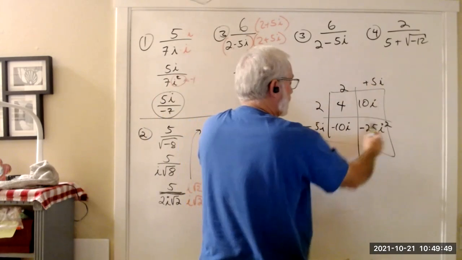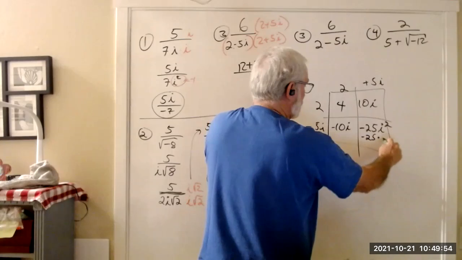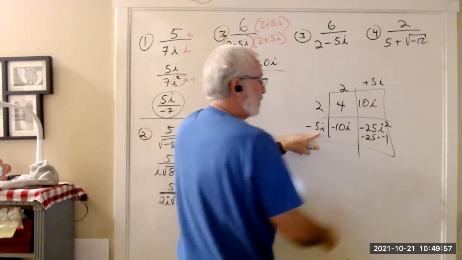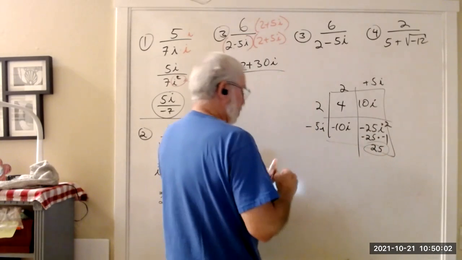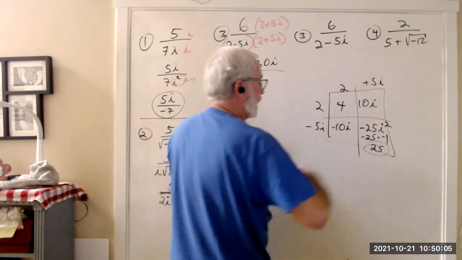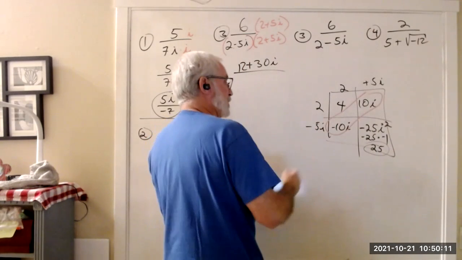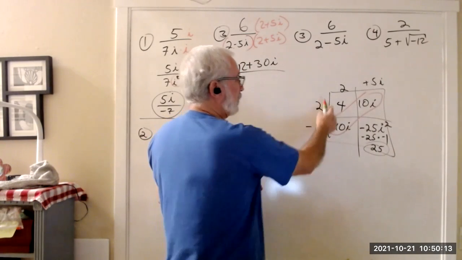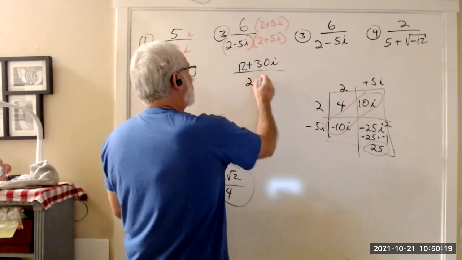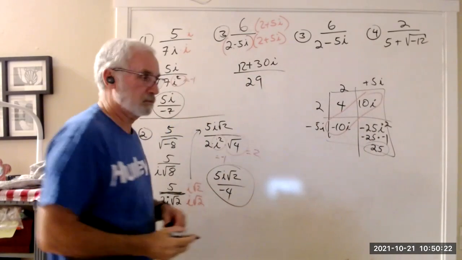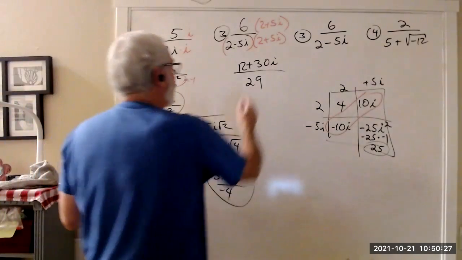I times I is I squared. But this is negative 25 times negative 1, so this is positive 25. So my like terms, the i's here, they cancel each other out because one was a positive, one was a negative. And I'm left with 4 and 25, which is 29. Okay, and that's my final answer.